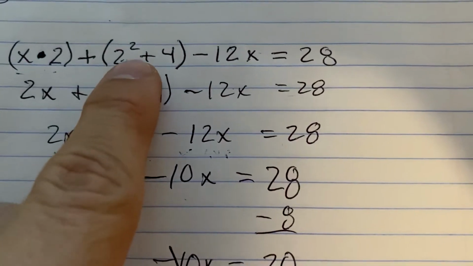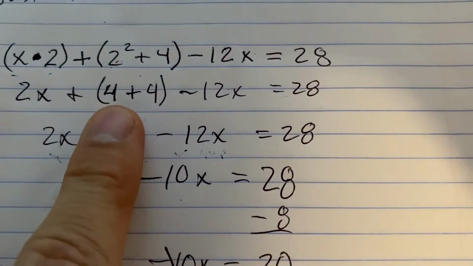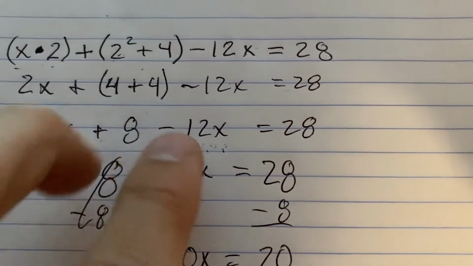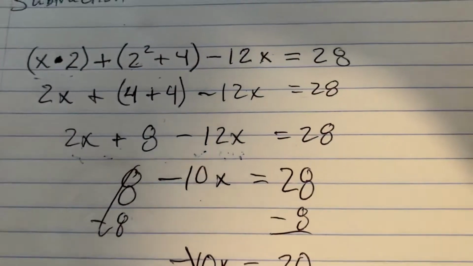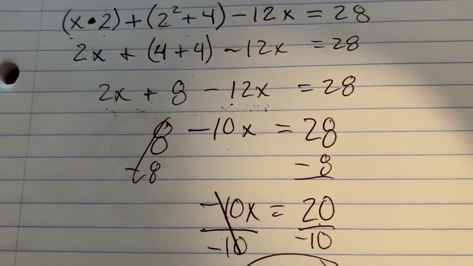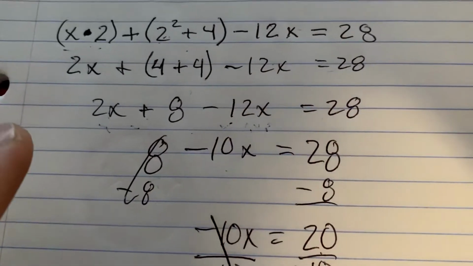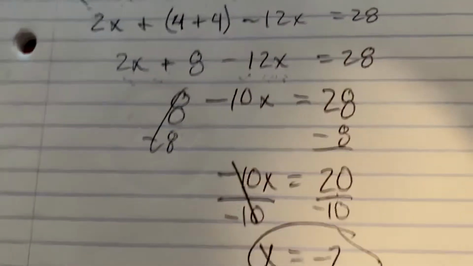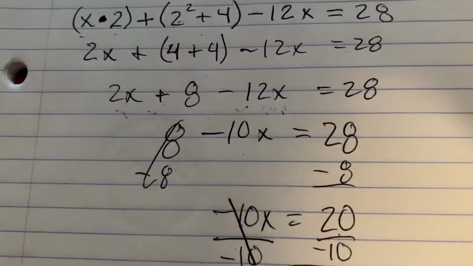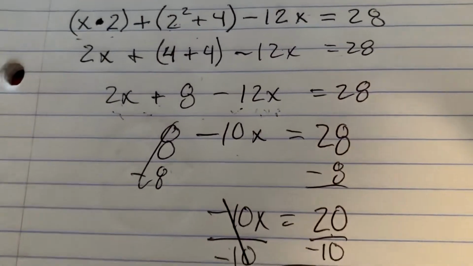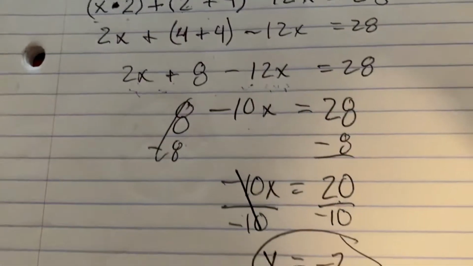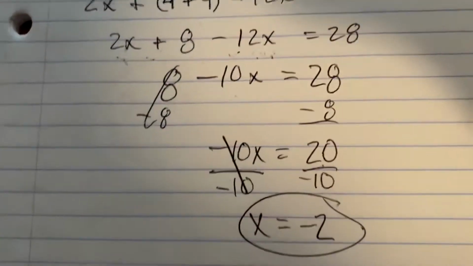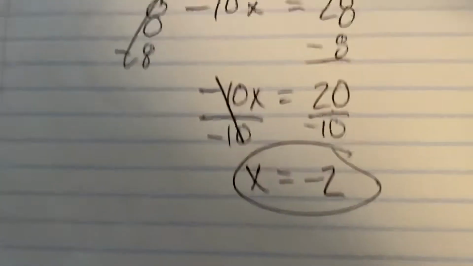we had an exponent, so we simplified that to 4. Then we had to complete the parenthesis, so 4 plus 4 equals 8. Then we were left with just addition, so we combined like terms. Then we subtracted 8 from both sides to get the 10x by itself, and then divided to get our final answer of x equals negative 2.